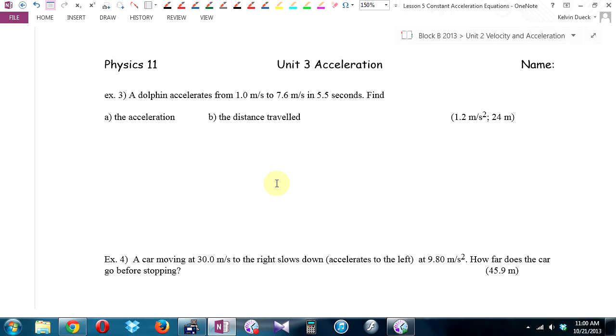All right. Jake, can you read to me, please? Example 3. A dolphin. Hey, a dolphin! Flip. Okay, keep going. A dolphin accelerates from 1.0 meters per second to 7.6 meters per second in 5.5 seconds. Find the acceleration. Okay. Is there an A and a B? Yeah, B. How about let's go like this. Right? Be organized a little bit.